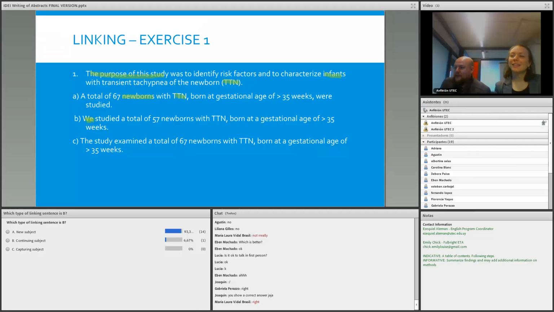And let's go now to C. The study examined a total of 67 newborns with TTN born at the gestational age of 35 weeks. Are we creating a new subject, or is this a continuing or capturing subject?